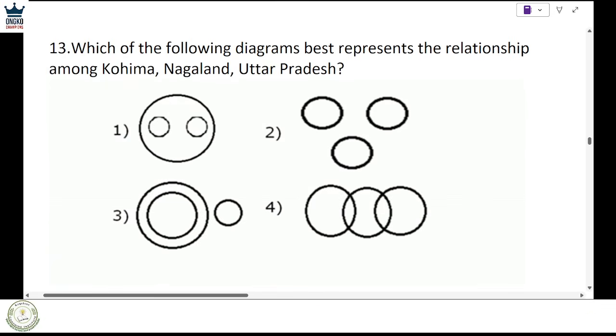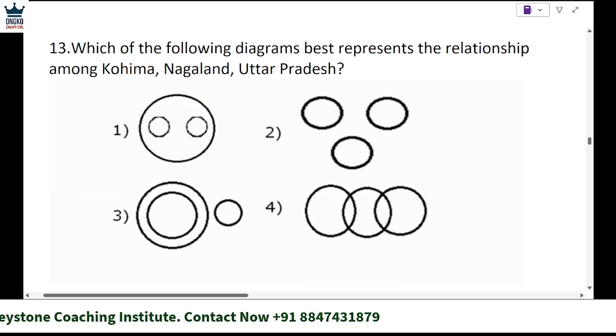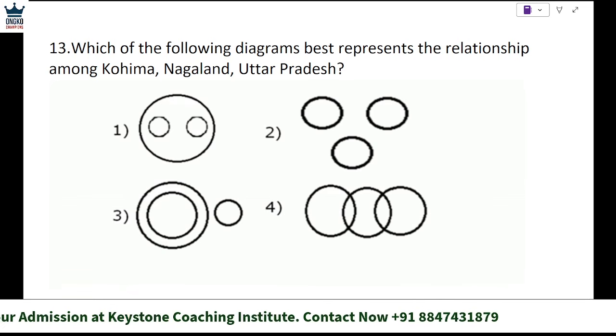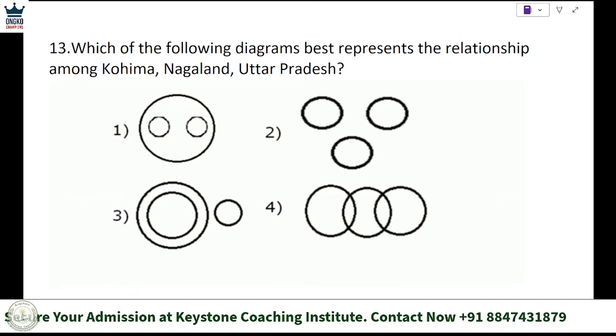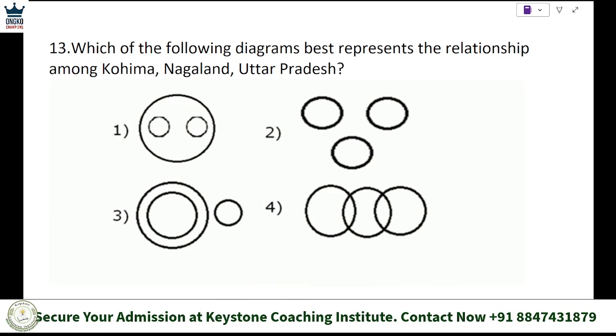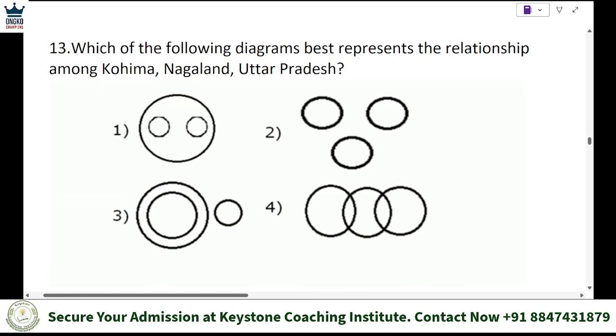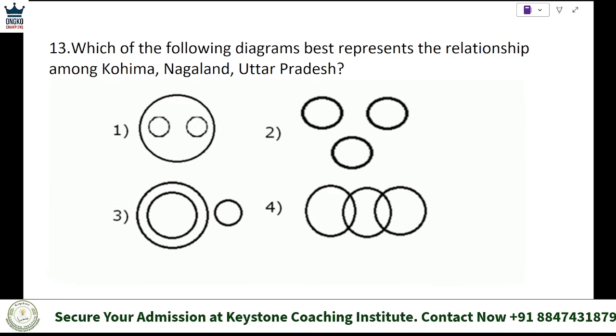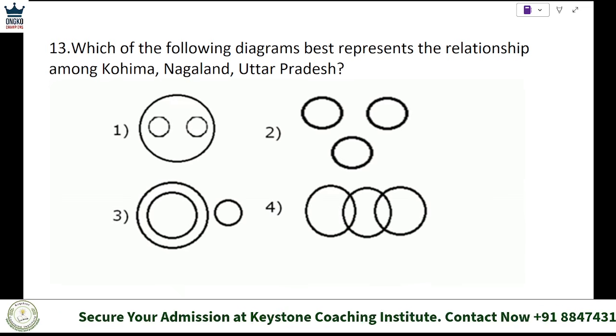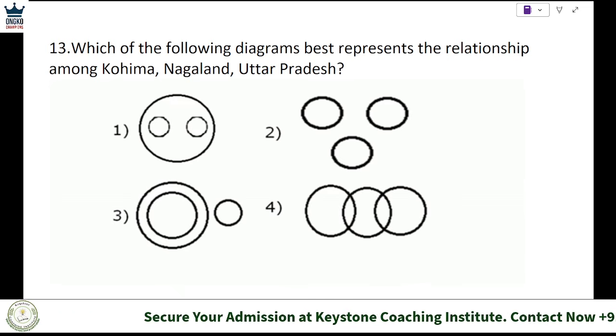This is from logical Venn diagram reasoning. They will give you some silly questions related to science, history, geography, anywhere, or current affairs. You have to choose whether the diagram given in the option matches or not. So here: Kohima, Nagaland and Uttar Pradesh.